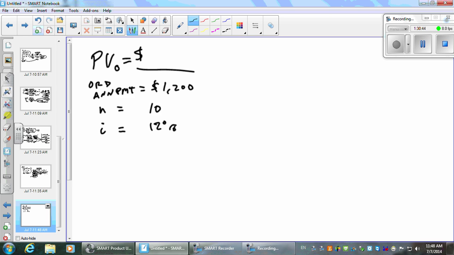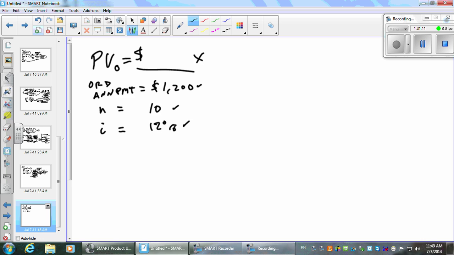In your calculator, you put in ordinary annuity payment 1,200. Is that PMT? Yeah, that is PMT, just shorthand for payment on your calculator. And then N is 10, the number of periods. The interest is 12, and you're solving for present value right now.